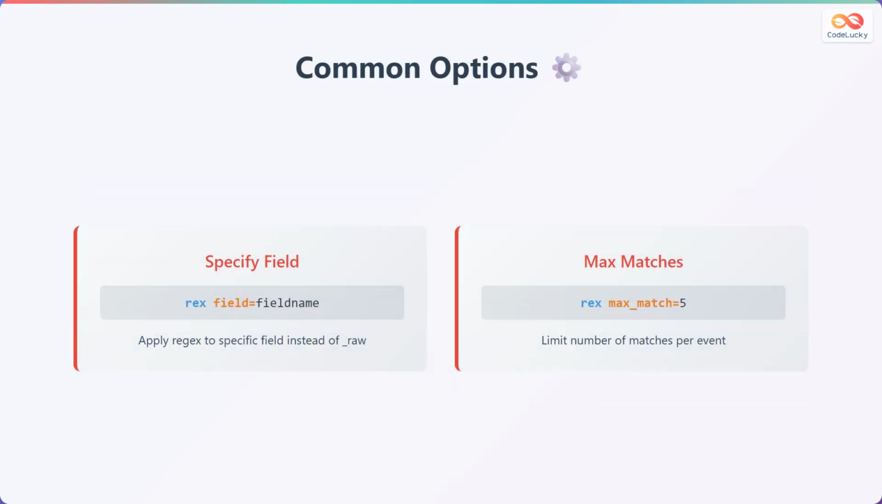The rex command includes several useful options to control its behavior. The field parameter lets you specify which field to apply the regex to, instead of the default _raw field. This is helpful when you want to extract data from fields that have already been processed. The max_match parameter limits how many matches the regex will find per event, which can improve performance when you only need a specific number of results.